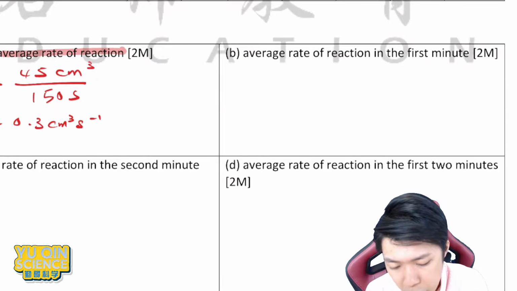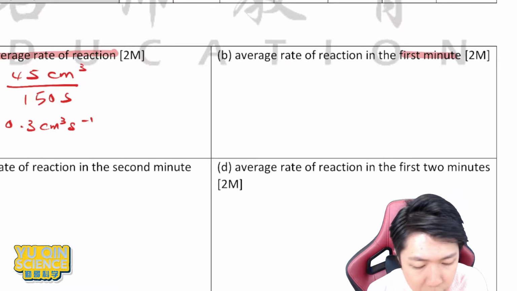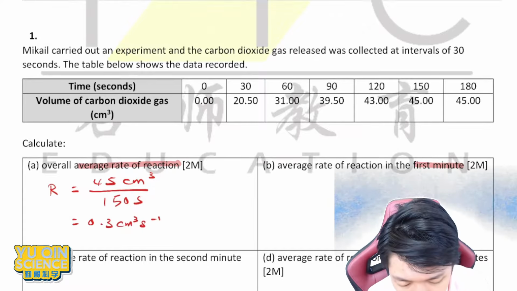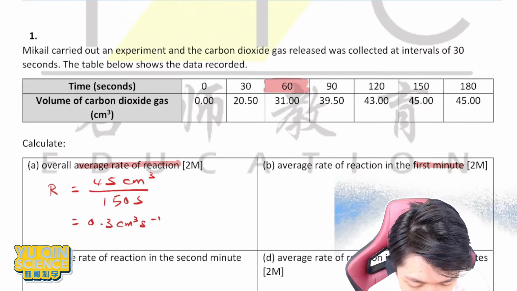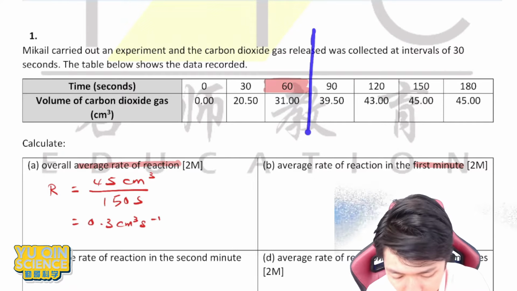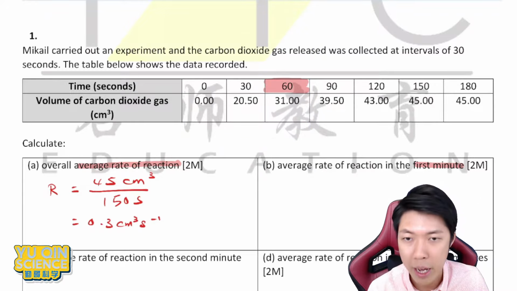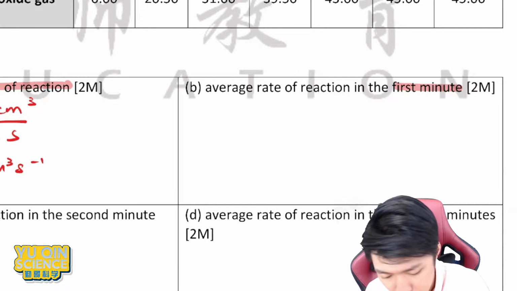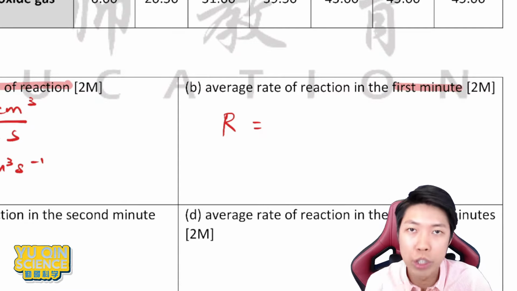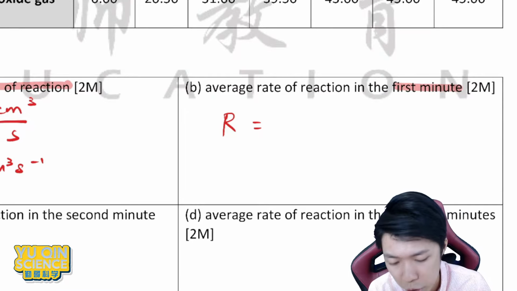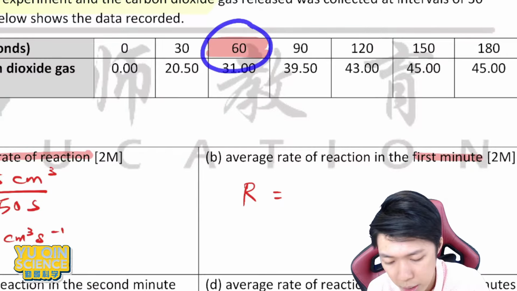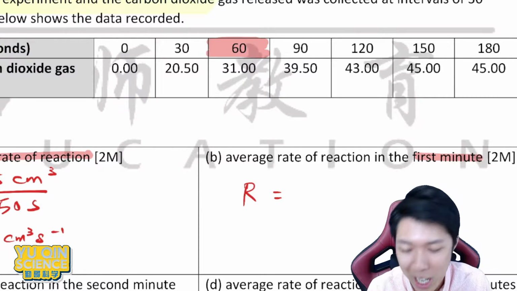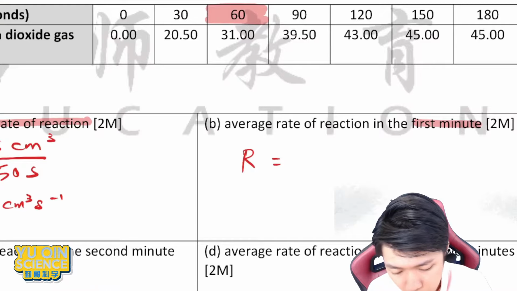Next one, average rate of reaction at the first minute. You know what's first minute? First minute means 60 seconds. So we want to cover the first minute, 60 seconds. Okay, yeah. So formula first: rate of reaction equals the change of quantity divided by time. Change of quantity, 60 minus 0. Actually, no need, but we do it to show the formula.